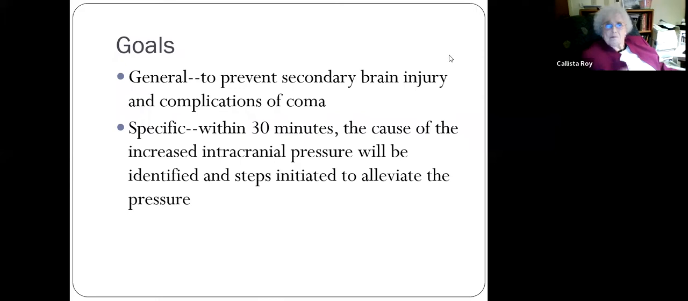The goals then are general: to prevent secondary brain injury and complications of coma, but you can also think specifically. So within 30 minutes, the cause of the increased intracranial pressure will be identified and steps taken to alleviate the pressure.